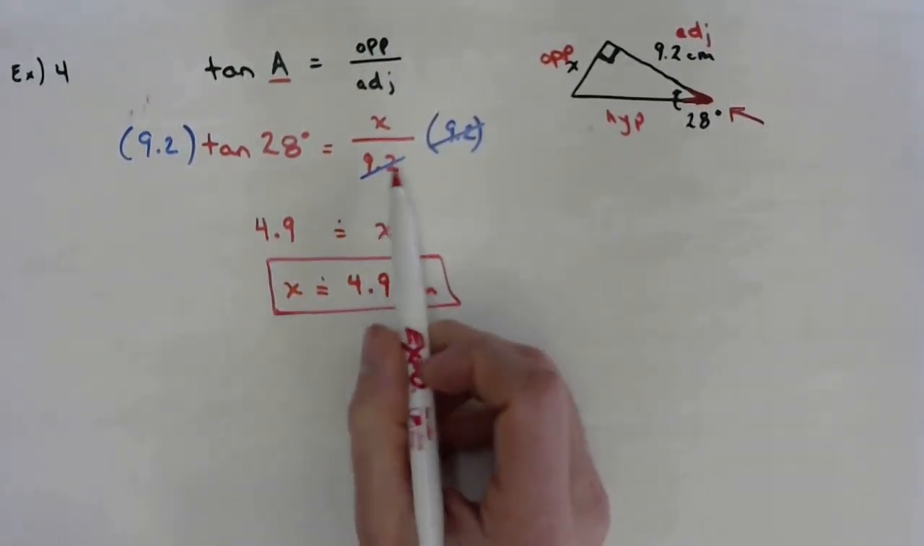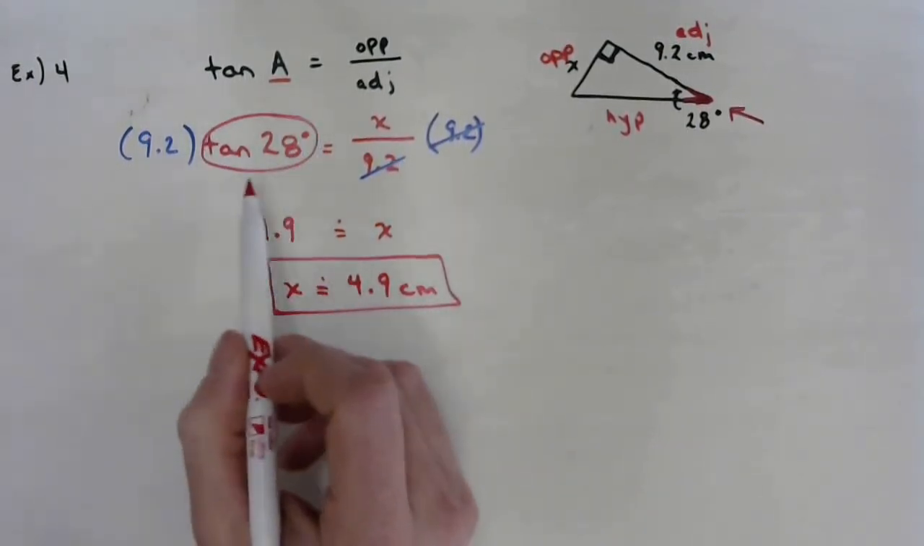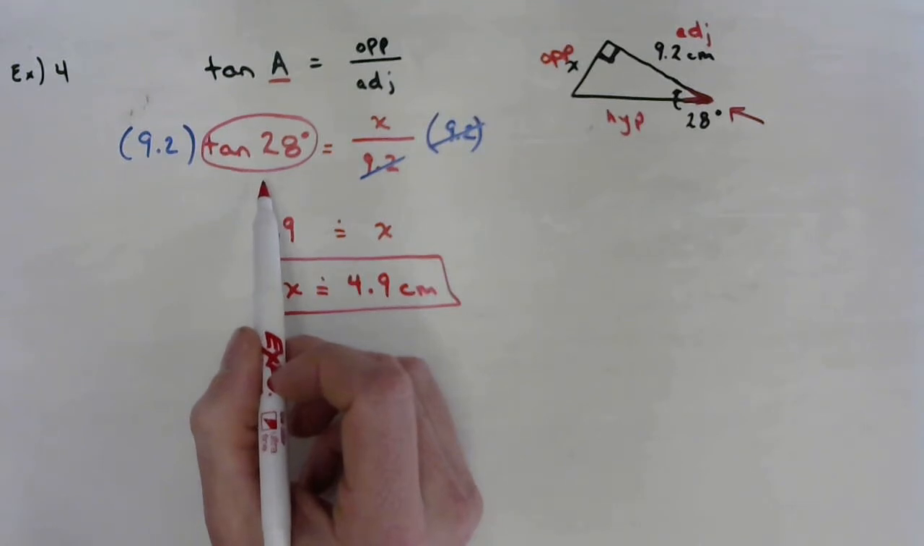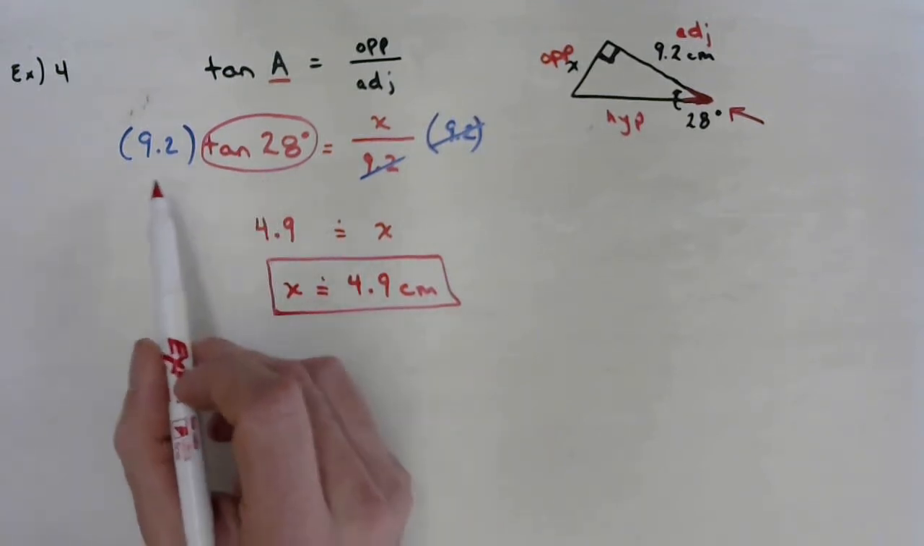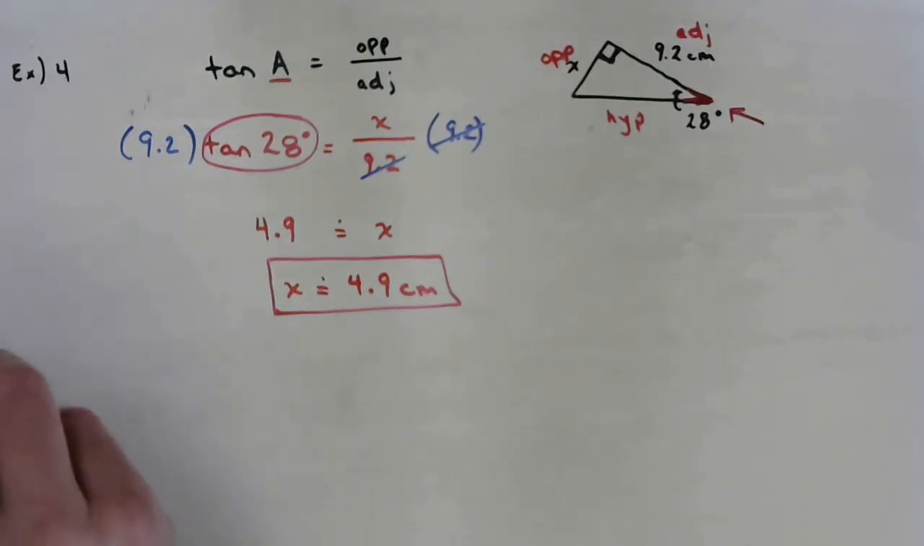Okay, basic algebra skills. What else could you do in your calculator? You could put in tan of 28, hit enter, then hit multiply, 9.2, enter. That'll get you the same answer if you like doing it step by step. But that's what that looks like. Let's head to example 5. Okay, I'm going to clear this. Example 5. Solve a multi-step problem using the tangent ratio.